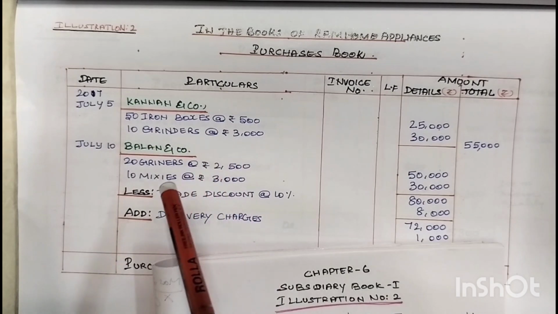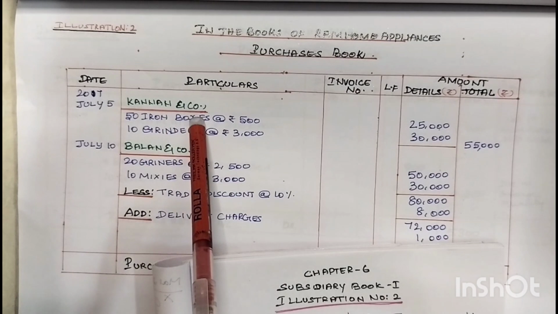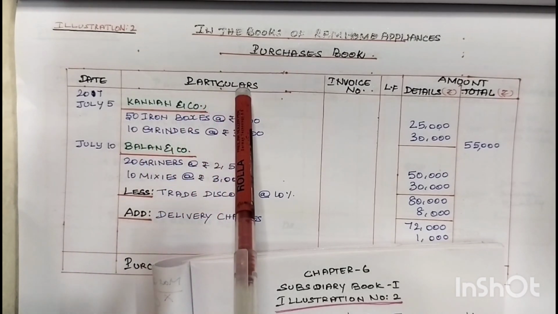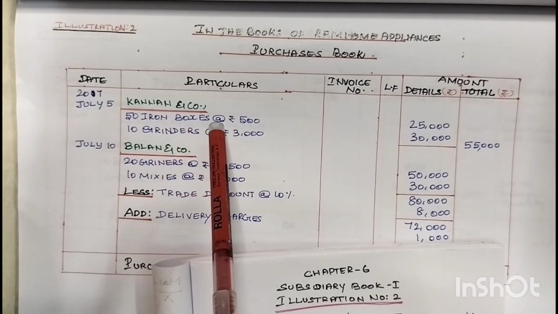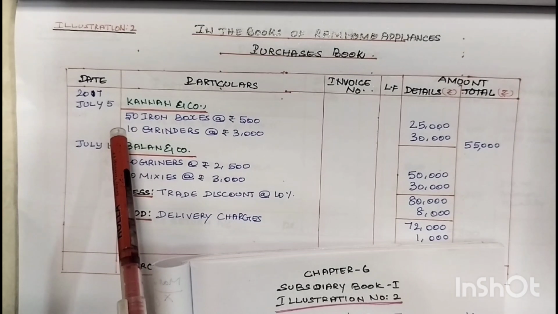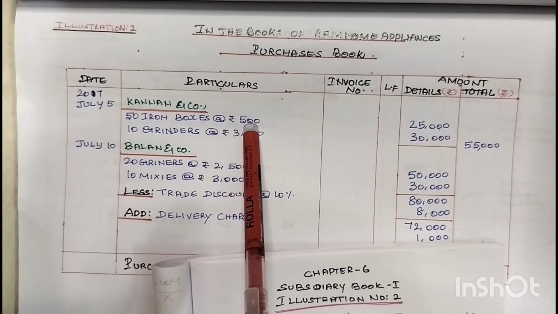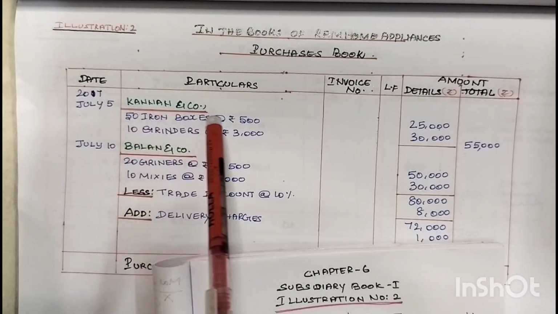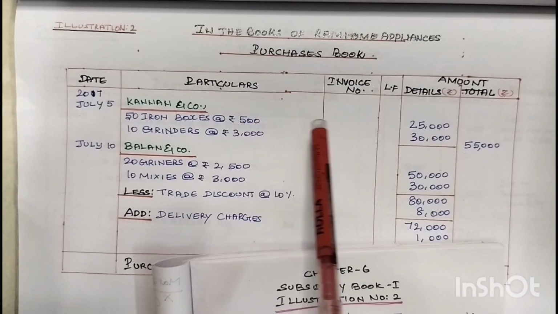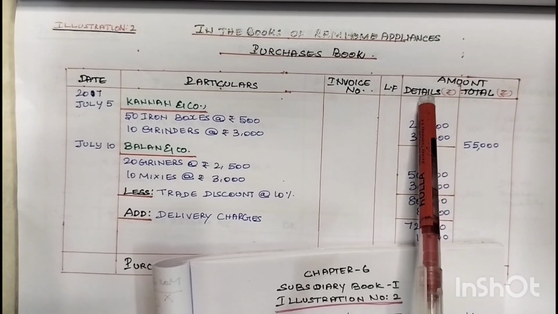The transaction is dated 2017 July 5. The supplier name, Kannan and Co, is entered in the particular column, and the items and the rate of the items we also have to enter in the particular column. Okay, 50 iron boxes at rupees 500 each. So one iron box rate is rupees 500. How much for 50 iron boxes? We have to multiply 50 into 500. How much do we get? We got 25,000. So we have to enter that 25,000 into the detail column.